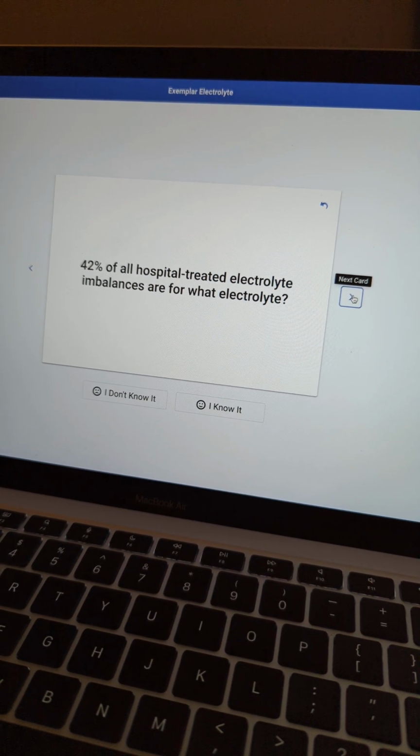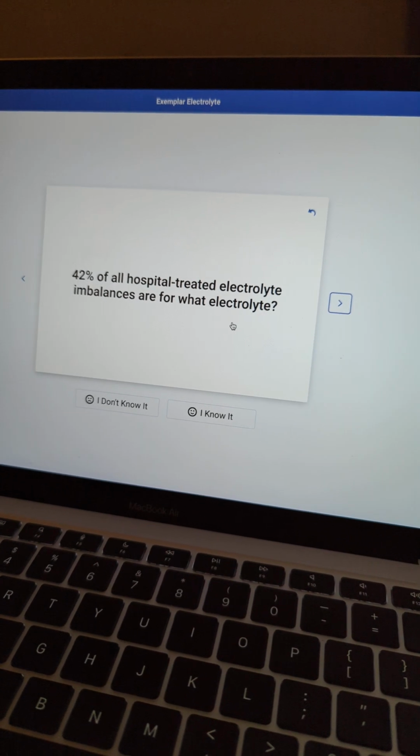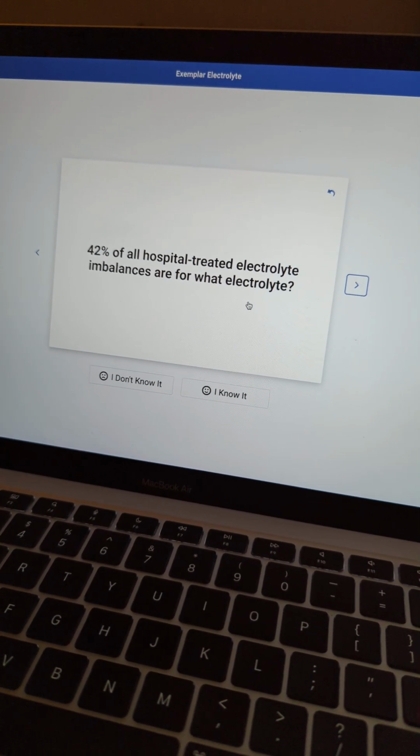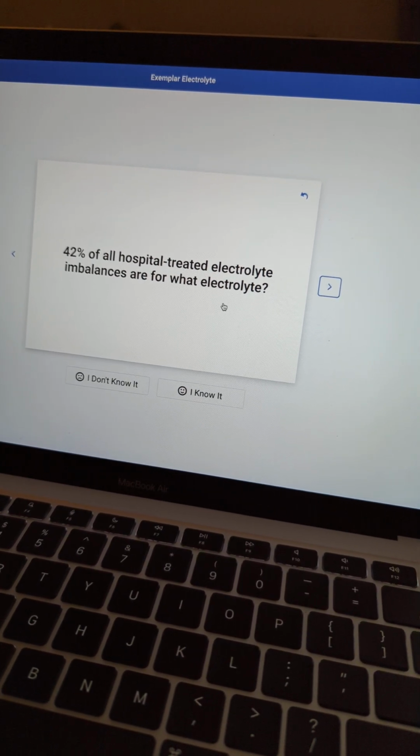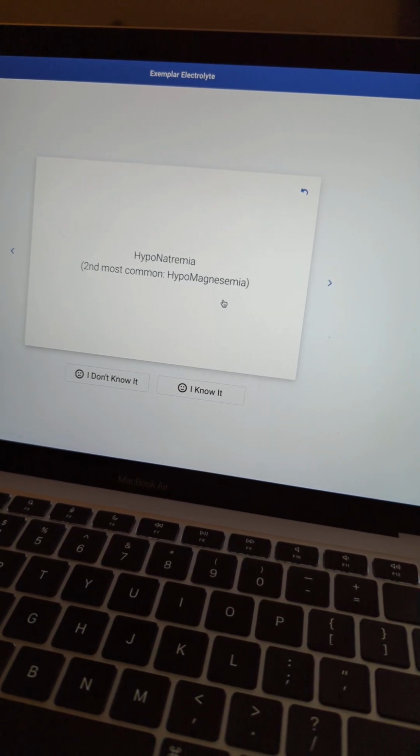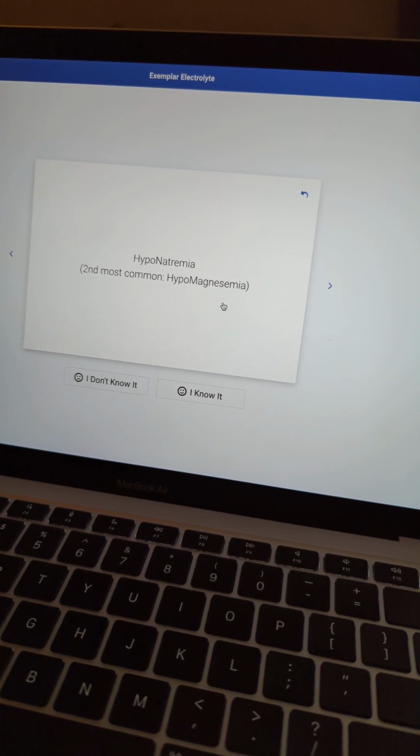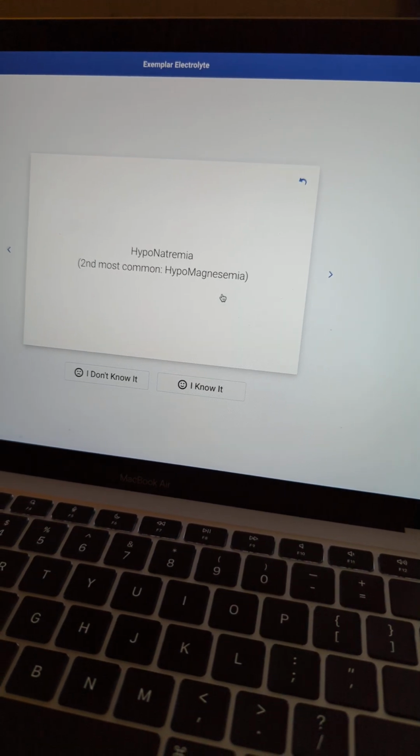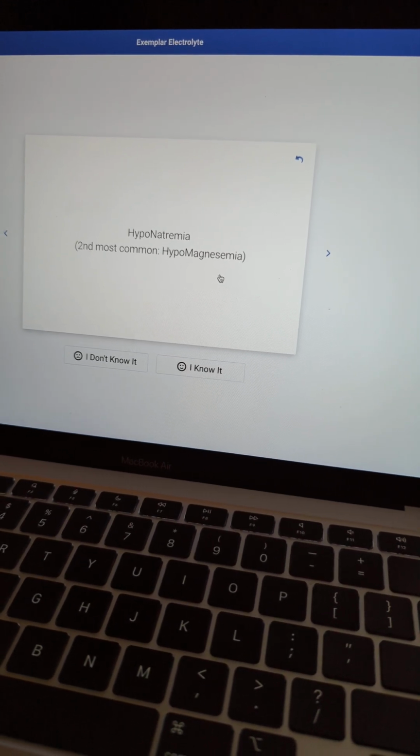42% of all hospital treated electrolyte imbalances are for which one? So this is saying that if you're going to have an electrolyte imbalance in a hospital and get treatment, which one are you going to have? Or you have a 4 in 10 chance? That would be low sodium. And that is so counterintuitive because salt is everywhere. You would think, what the heck? How is it that so many people are having these issues with low sodium?